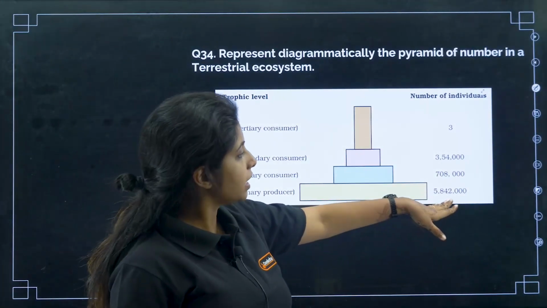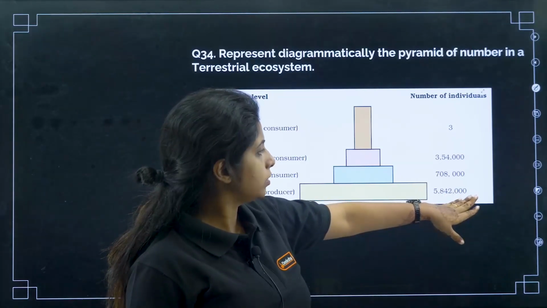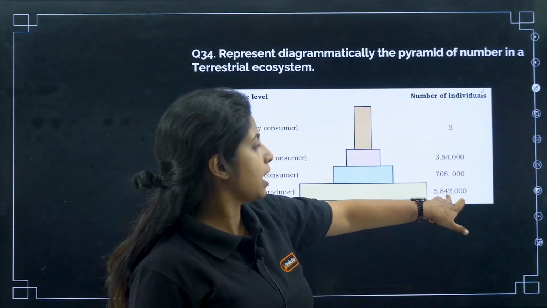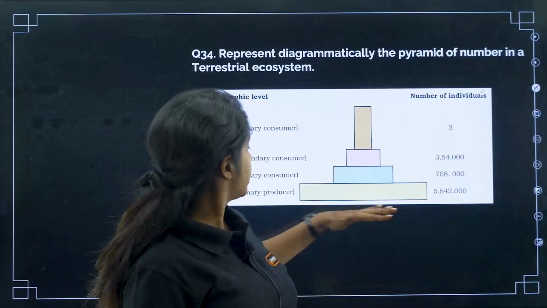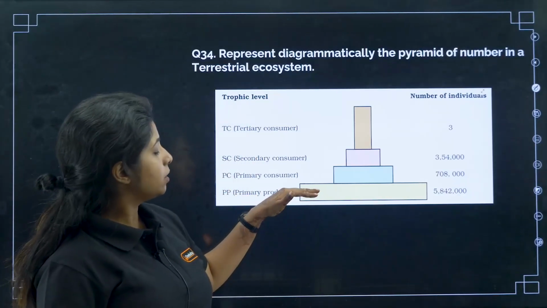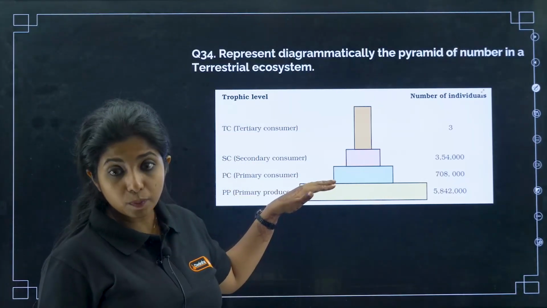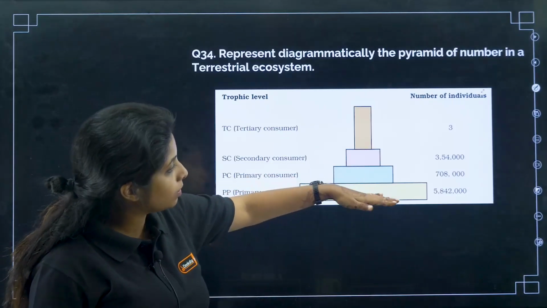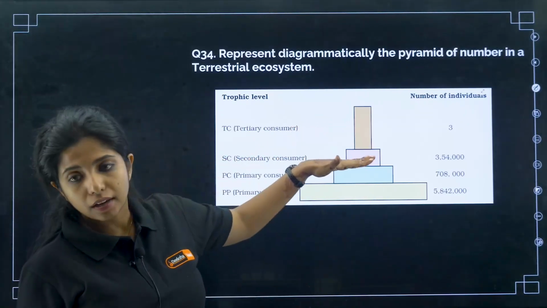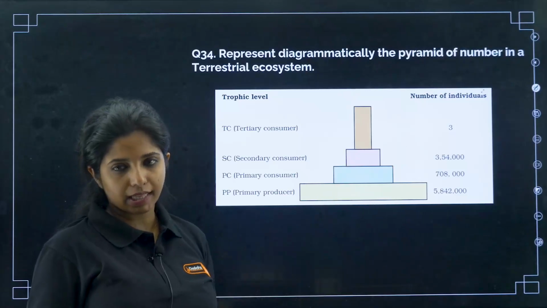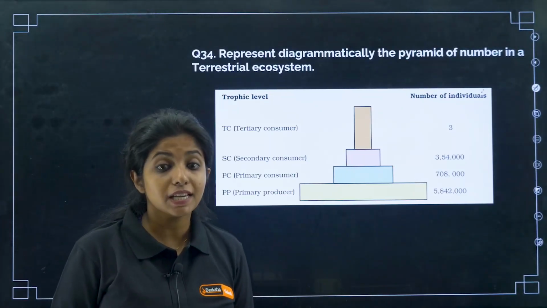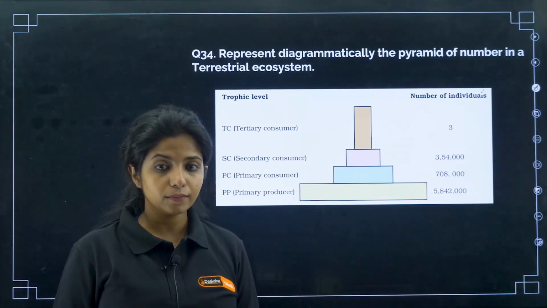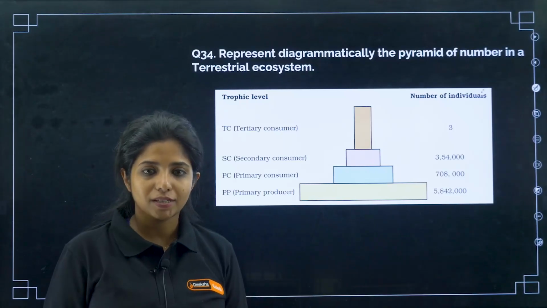So 5,84,000 to 58,42,000 organisms are there in primary producers. Then primary consumers are there, which occupy the T2 level. They will be less. Again, secondary consumers will be comparatively lesser. Tertiary consumers, again comparatively lesser, three in number and things like that. This is the case of a terrestrial ecosystem. Okay, the pyramid of number looks like this.